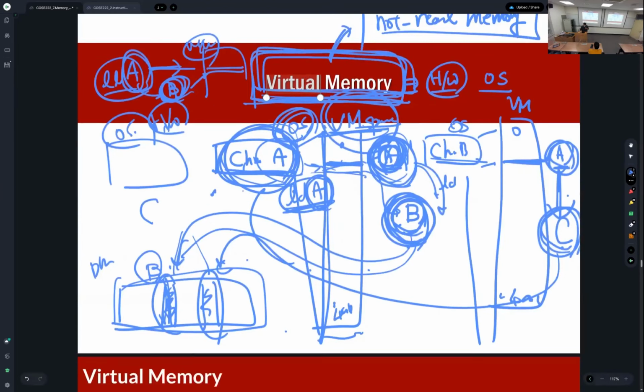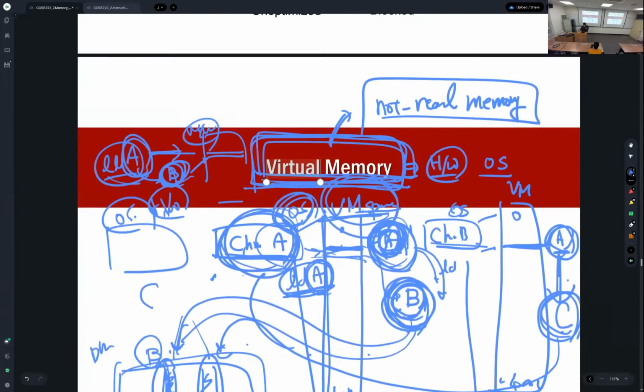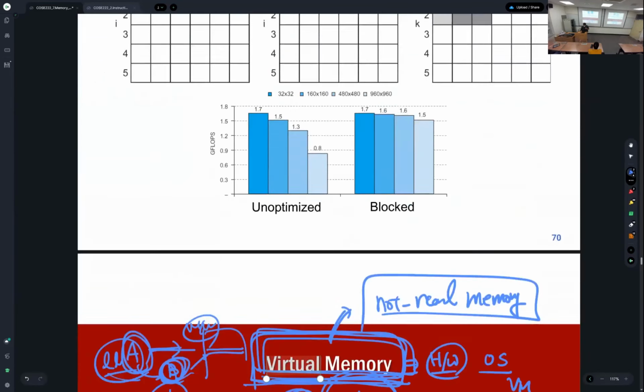Okay. So I understand this can be a little bit tricky, but in a real computer system, the software actually works like this.